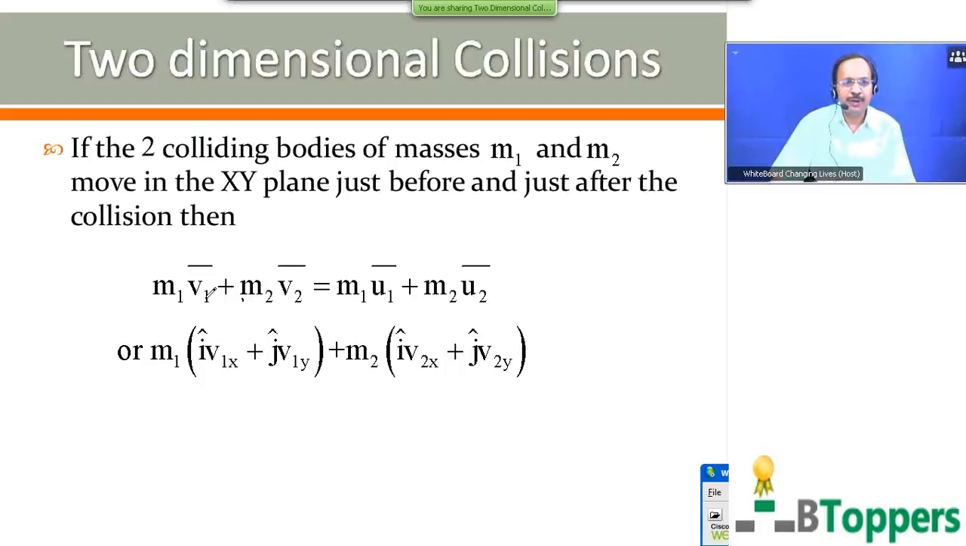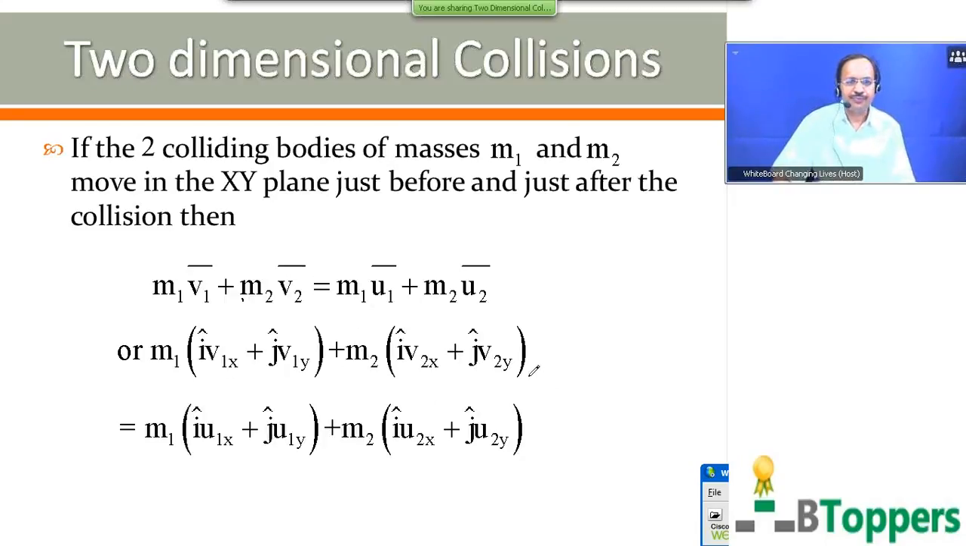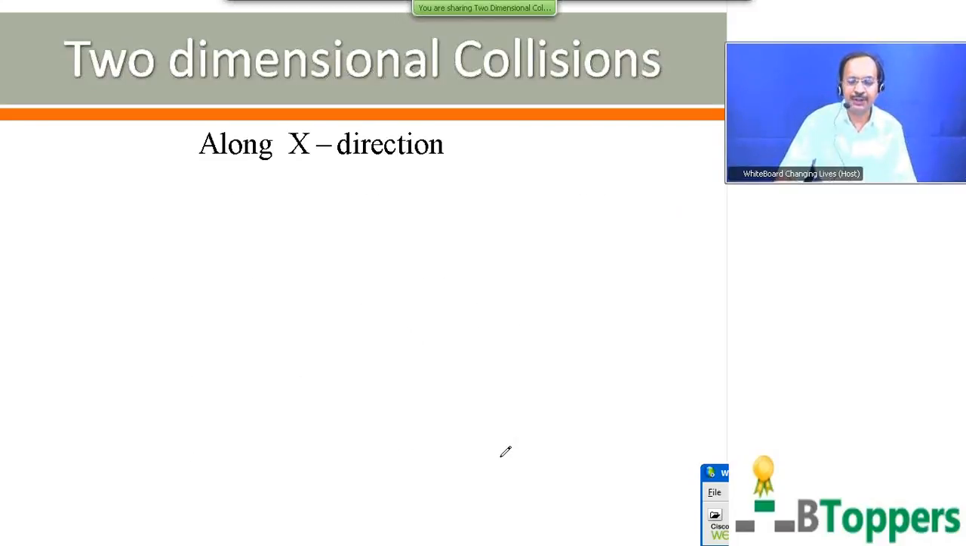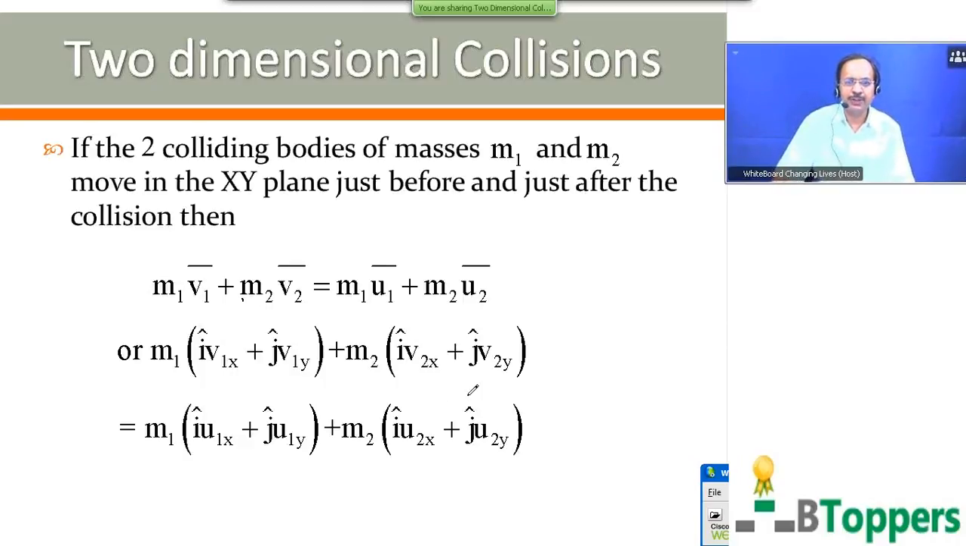You can write v1 bar equal to i cap into v1x plus j cap into v1y. v2 bar you can write i cap into v2x plus j cap into v2y. On the right hand side, u1 bar can be written i cap into u1x plus j cap into u1y, and u2 bar you can write i cap into u2x plus j cap into u2y. So equating momentum along the x direction separately and momentum along the y direction separately. Those who are copying the notes, please finish copying up to here. In case you need more time, you can take a pause and copy.